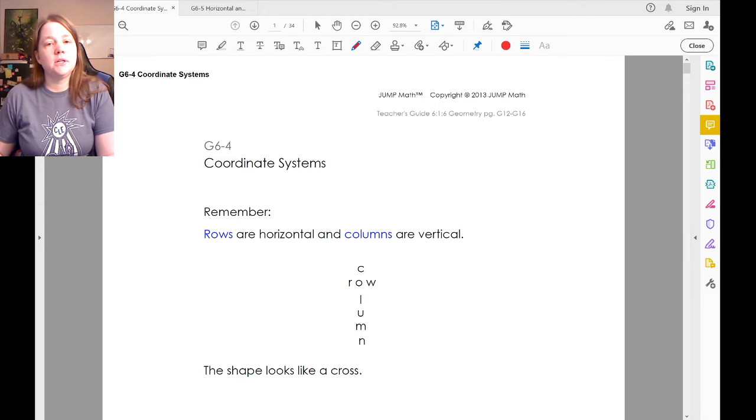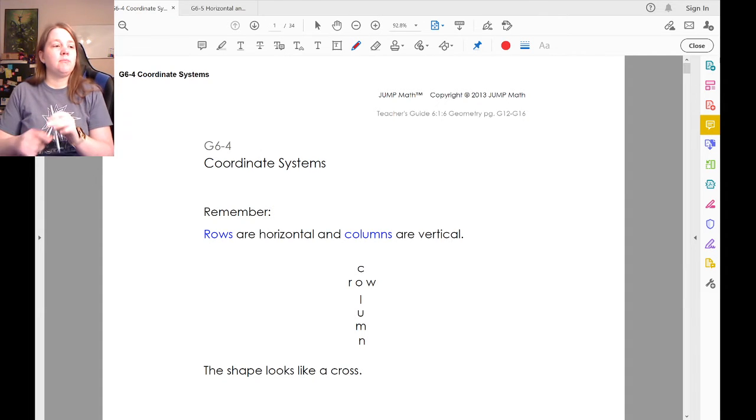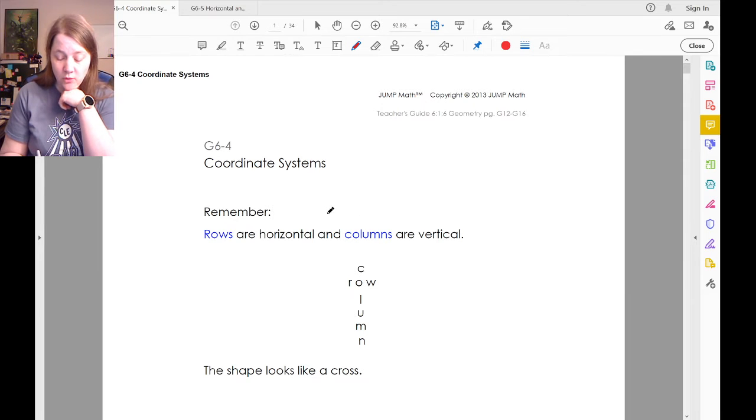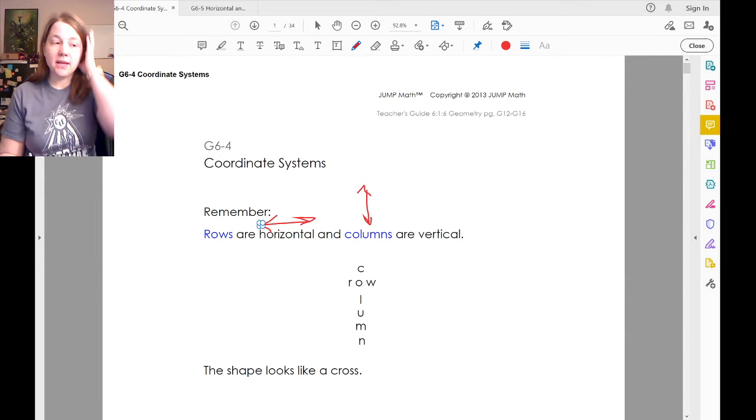This video is going to talk about the coordinate systems. Now, this video is going to prep by talking about rows and columns. Rows are horizontal. They go across. Columns are vertical. They go up and down.